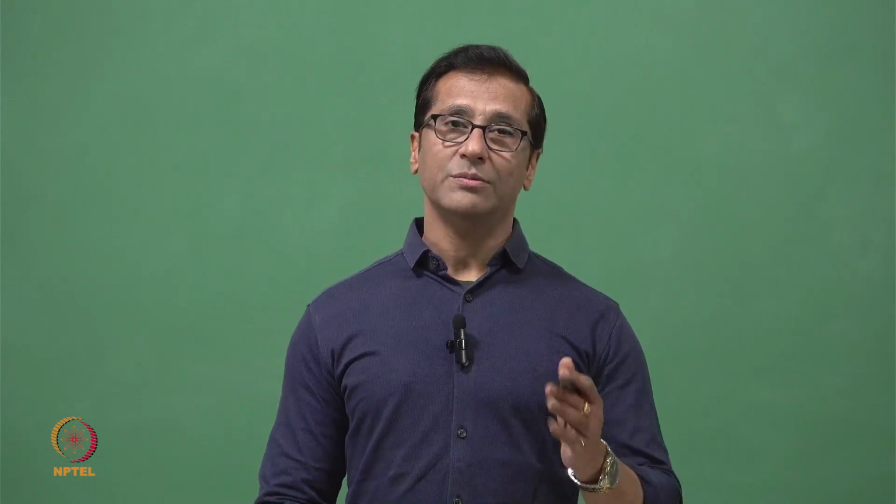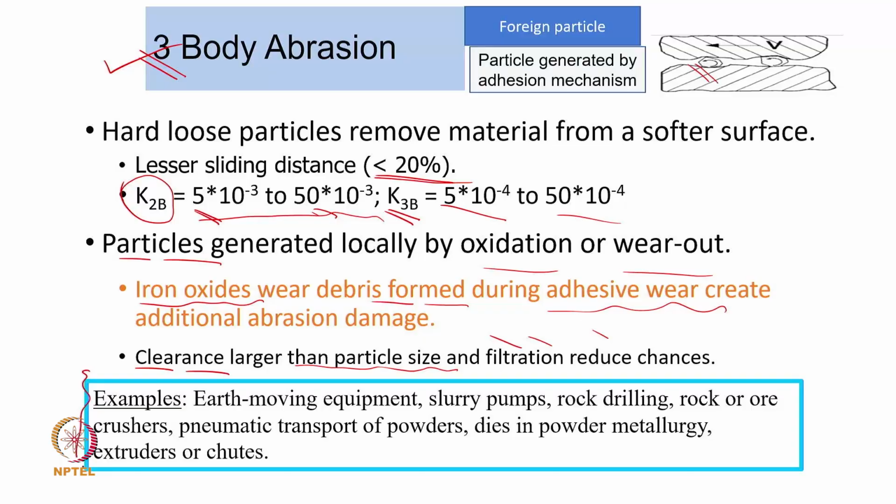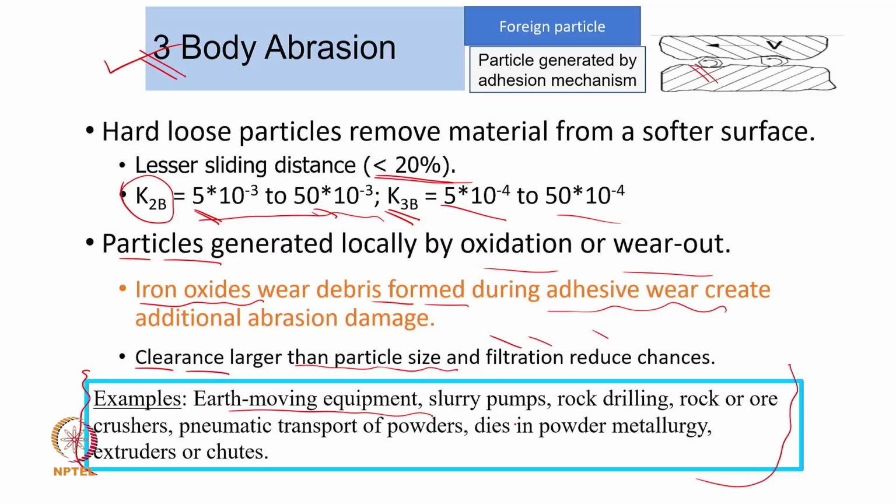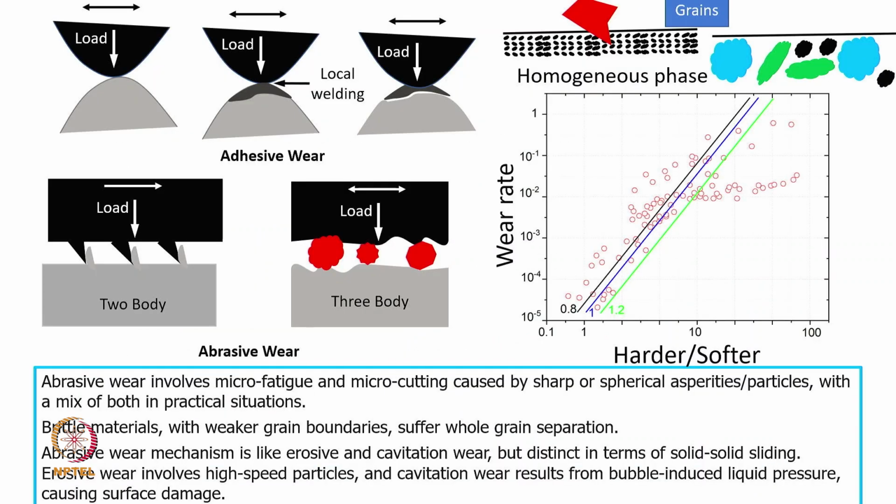So this is a way the wear mechanisms keep working together, maybe one wear mechanism leading to another mechanism, or that mechanism leading to a third mechanism. And there are many examples of this three body abrasion. You take any earth moving equipment, you take any slurry pump, you will find this kind of three body abrasion. Drilling or pneumatic transportation of powder, three body abrasion is common. So there are many examples related to three body abrasion.